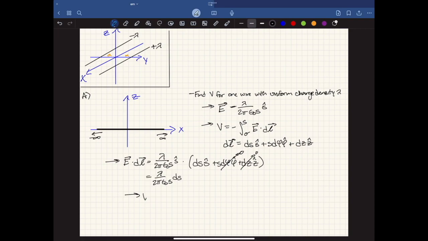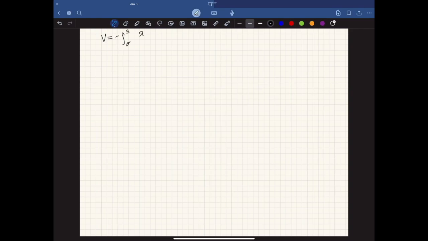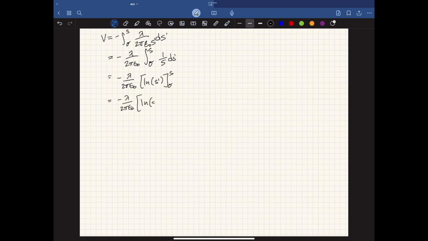So now we can plug this into our equation for potential. For a bit more clarity, I will add primes on the ds and the s in the integral, just to say that s prime is a variable we're integrating over, and s is the location of the field point. So we can take lambda out of the integral because it is a uniform charge density, and with that we take out the other constants. And we are left with this.